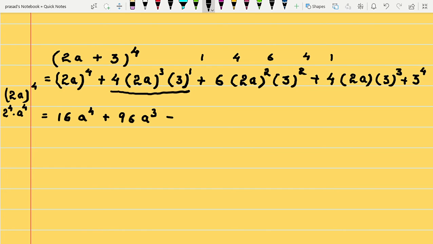In the next term, 6 into 2 square into 3 square, that will be 216a square. In the next term, 4 into 2 into 3 cube. So that will be again 216, and here a. And finally 3 to power 4 is 81. That is your final expansion.